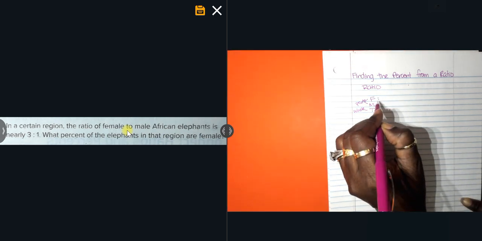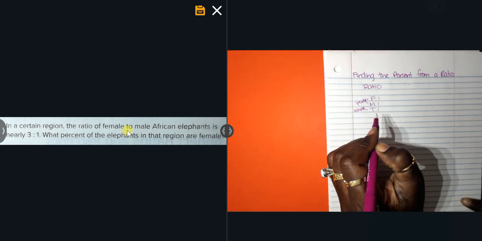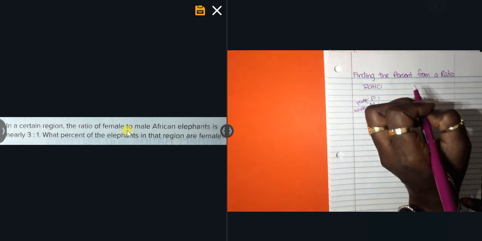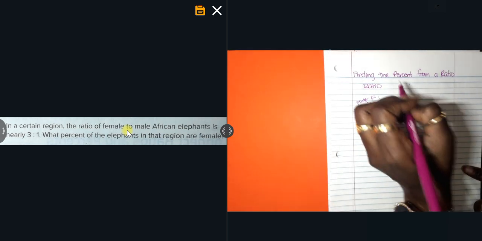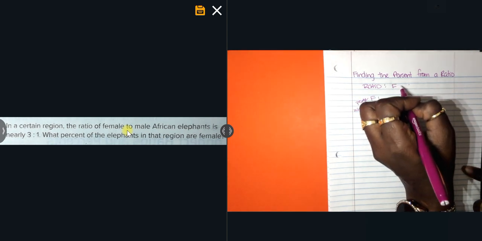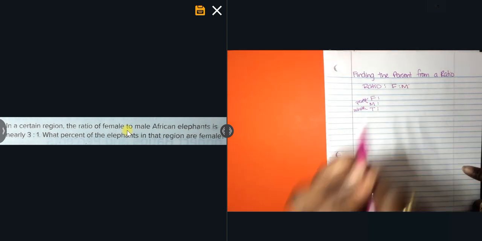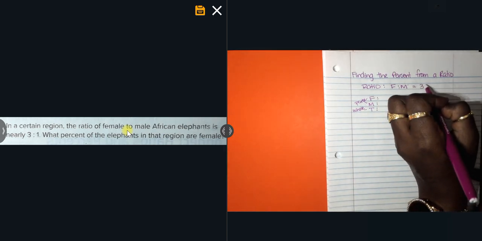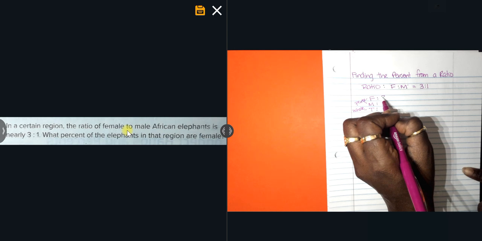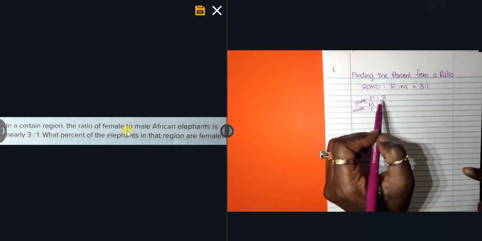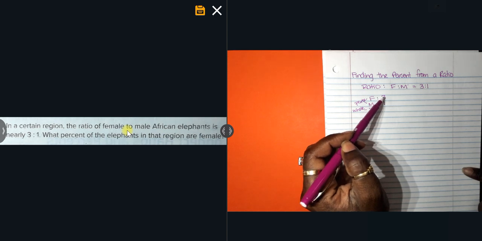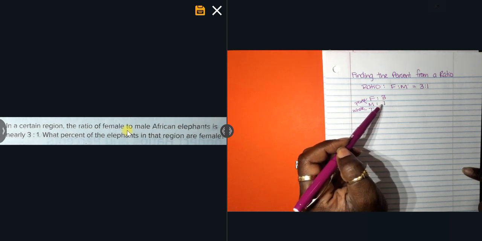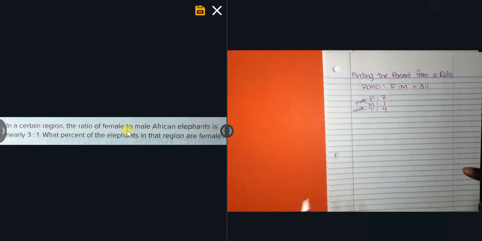So, how many females do we have? How many males do we have? They tell us it's a 3 to 1 ratio. And the ratio that they mentioned was a female to male ratio, 3 to 1, which means that there are three females, there's one male. So if I look at a group, I should see three females, one male. In total, that's a 4.